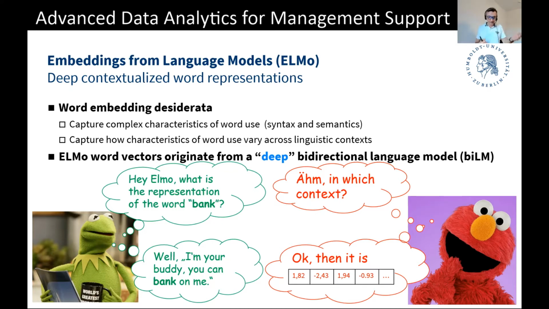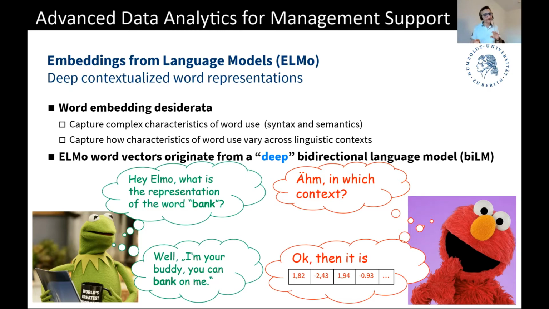We have Kermit here asking, hey ELMo, what is the representation of the word bank? And then instead of just outputting a bunch of numbers, which is the word embedding of the word bank, that is what word2vec would do. That is what GloVe would do. They give you the embedding of the word bank, which is derived from analyzing large corpora.